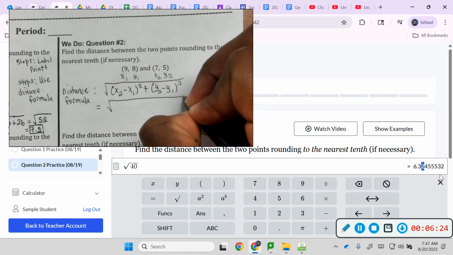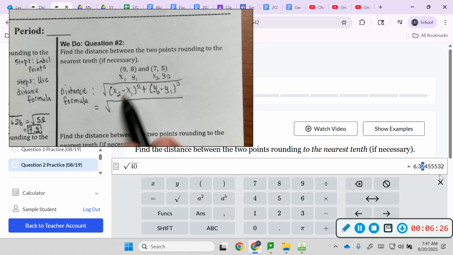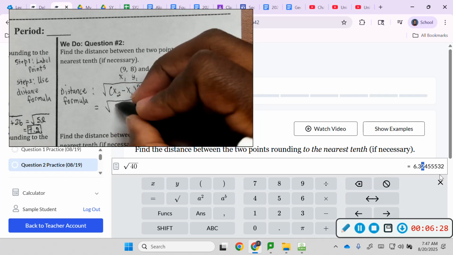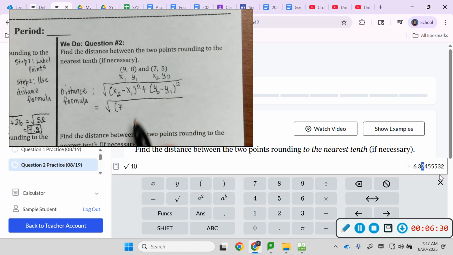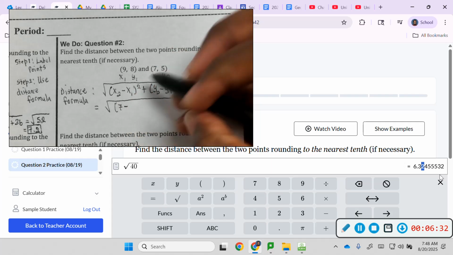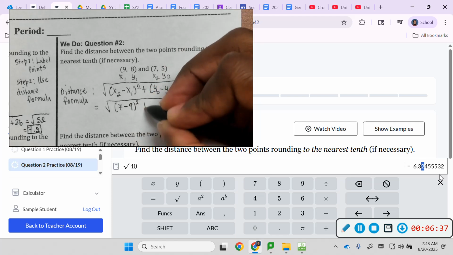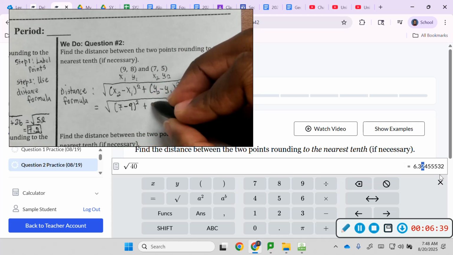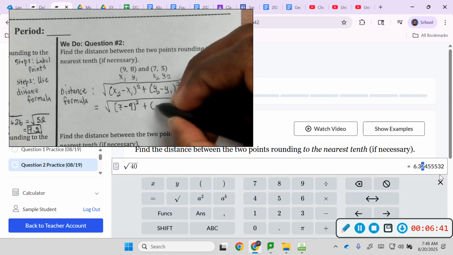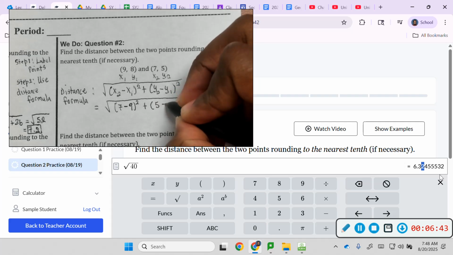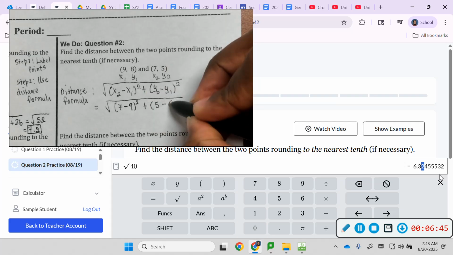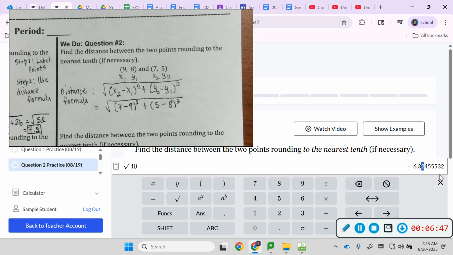So again, I'm going to plug in the numbers. So my x2 is positive 7, so parentheses positive 7. And then I'm subtracting my x1, which is positive 9 squared, plus my y2. My y2 is positive 5, minus my y1, which is positive 8, and I'm going to square that. So I'm going to show you how to just plug this in your calculator.